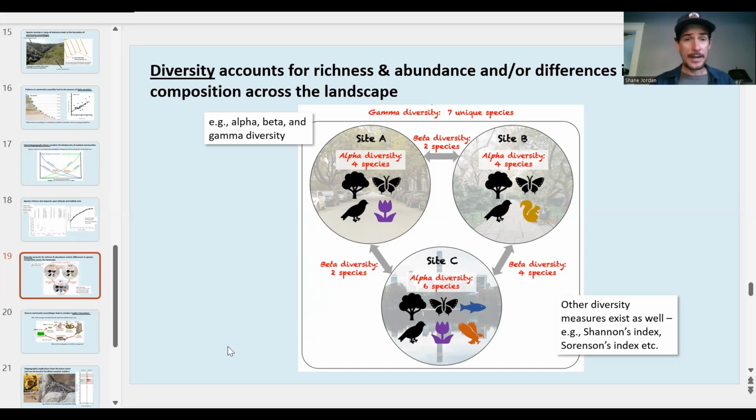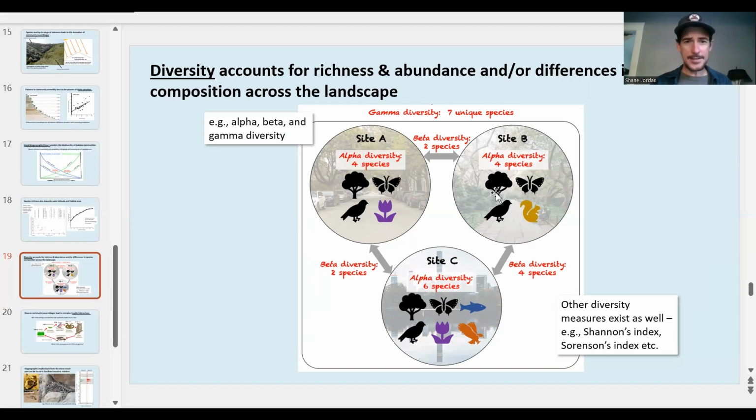For example, we might look at diversity across a landscape scale, and this is what we refer to as alpha, beta, and gamma diversity. So for example, let's say we have three different sites, A, B, and C. The diversity of species within each site would be referred to as its alpha diversity, simply to say how many species occur there. So site A has 4 species, site B has 4 species, site C has 6 species. So site C has higher alpha diversity when compared to sites A and B.